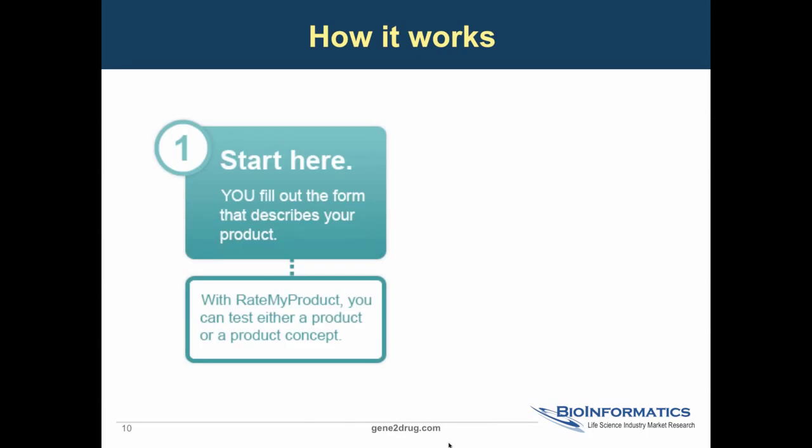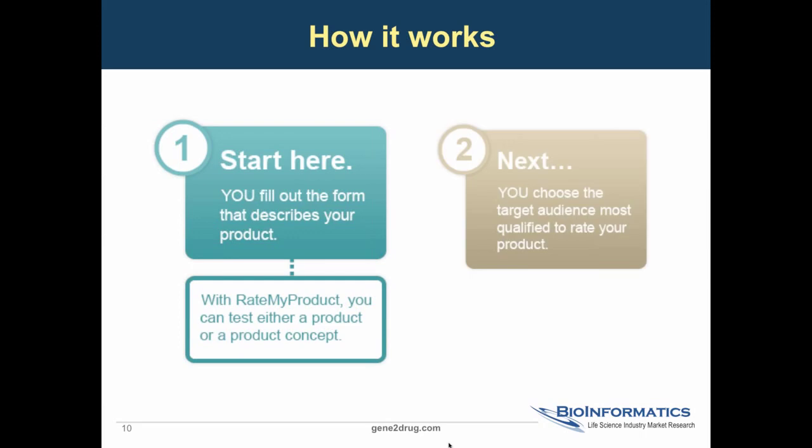So, first of all, Rate My Product is very easy to use. Here's how it works. You complete an online form that answers a few questions about your product, including a description. We encourage you to use the same description you're using or planning to use in your marketing message because you'll be rated on that too. This form will also include the price of your product or a price you wish to test. When the form is complete, you'll then choose your target market.